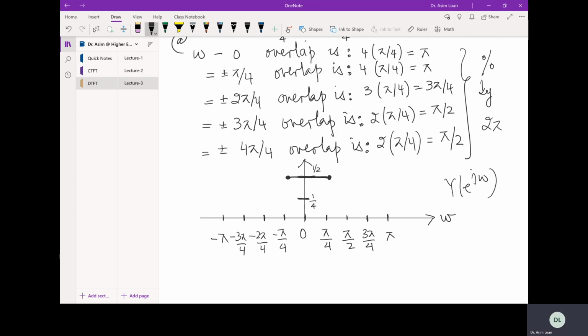Okay, and then up to 3 pi by 4, this is a linear decrease, and from 3 pi by 4 to pi you have 1 over 4. So this is connected like this. And then this is constant at 1 by 4. And then obviously this repeats.